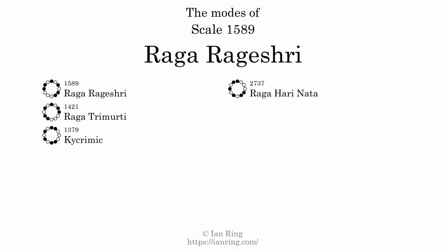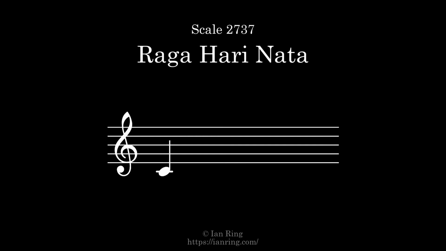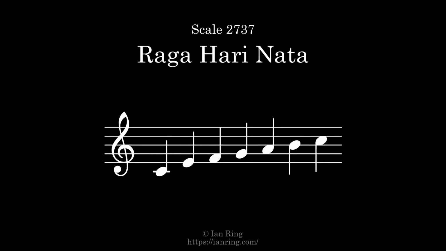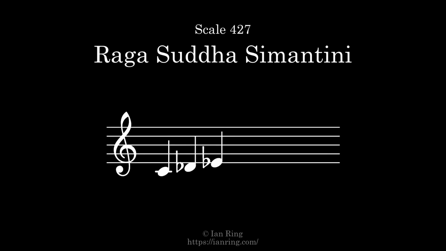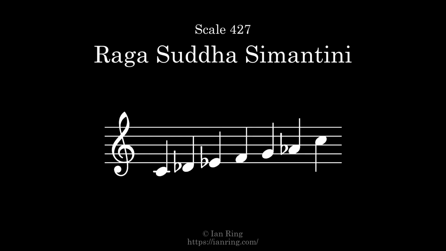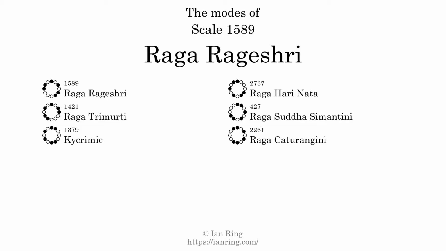The fourth mode is scale 2737, also known as Raga Rageshri. It sounds like this. The fifth mode is scale 427, also known as Raga Rageshri. It sounds like this. The sixth and last mode is scale 2261, also known as Raga Rageshri. It sounds like this.